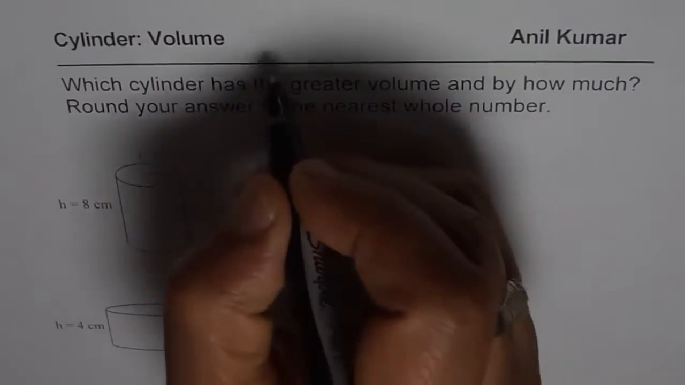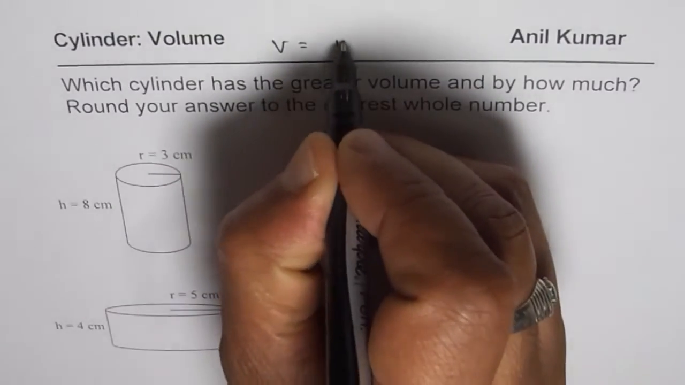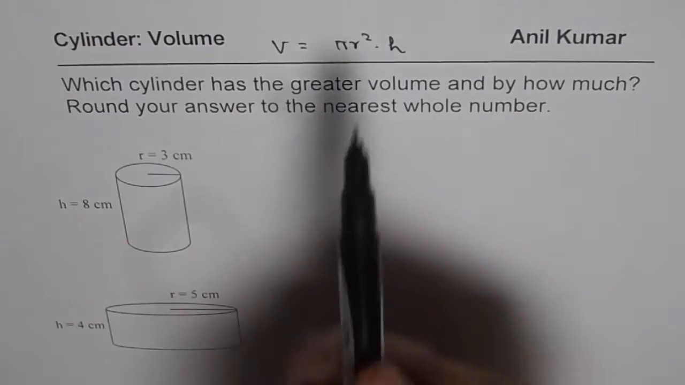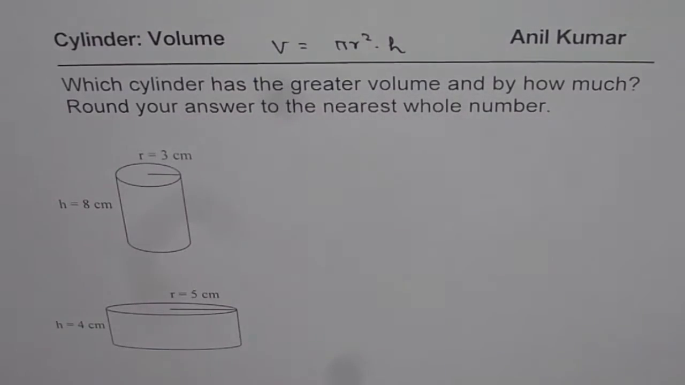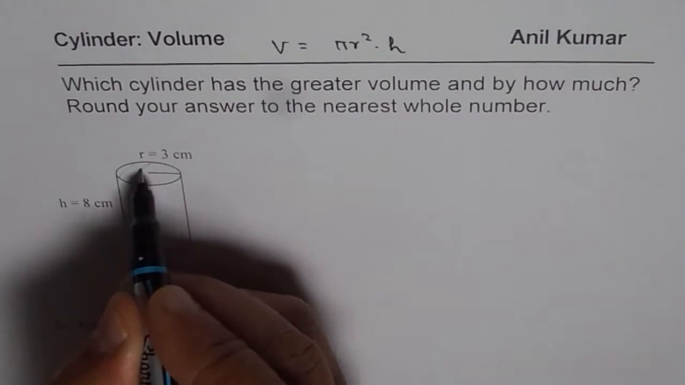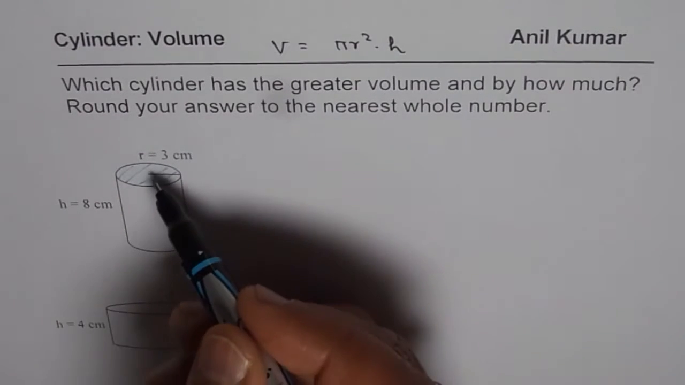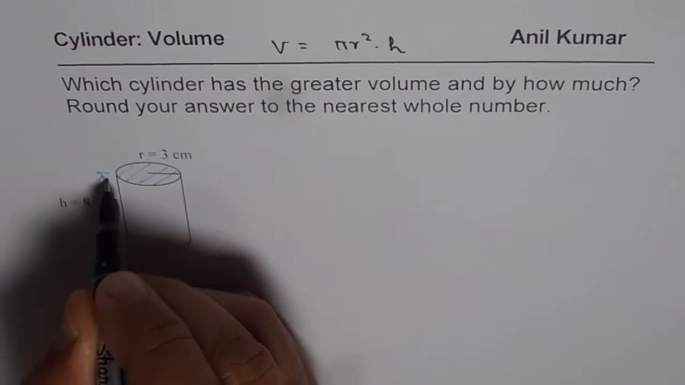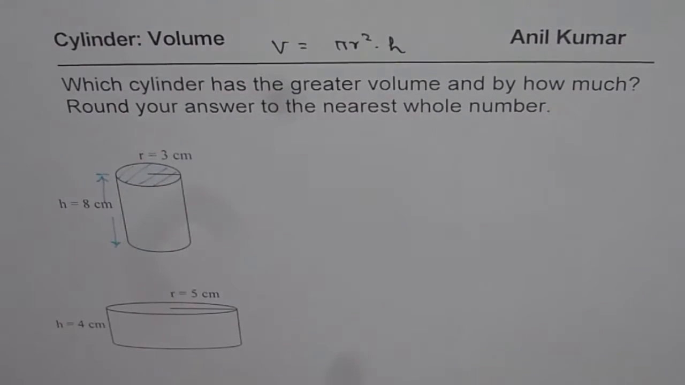Now the formula for volume of a cylinder is pi r square h. Pi r square actually is the area of the circle, right? So this area is pi r square. Now this area times the height, which is shown here, gives you the volume, correct? So that is how we can find volume of a given cylinder.